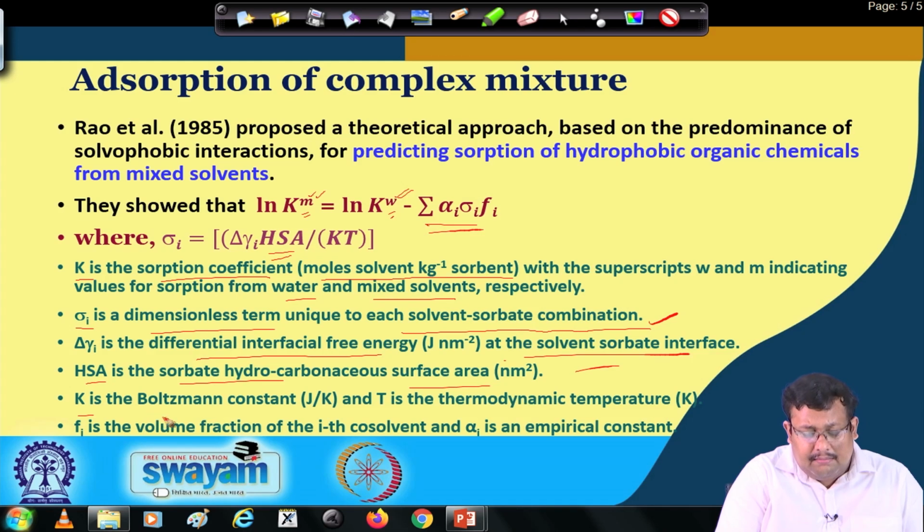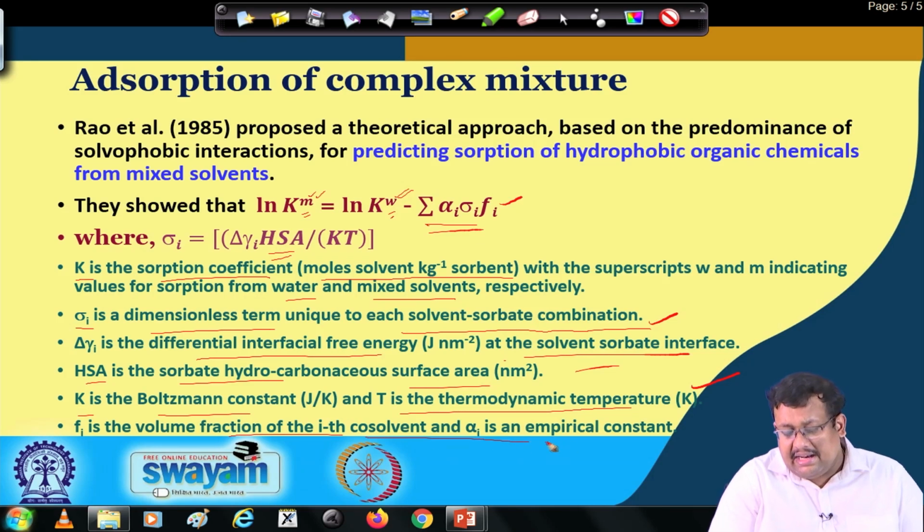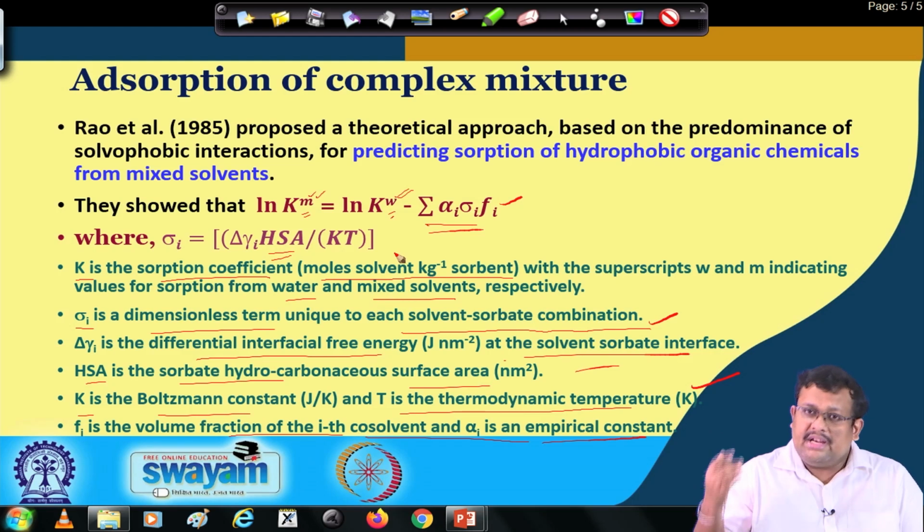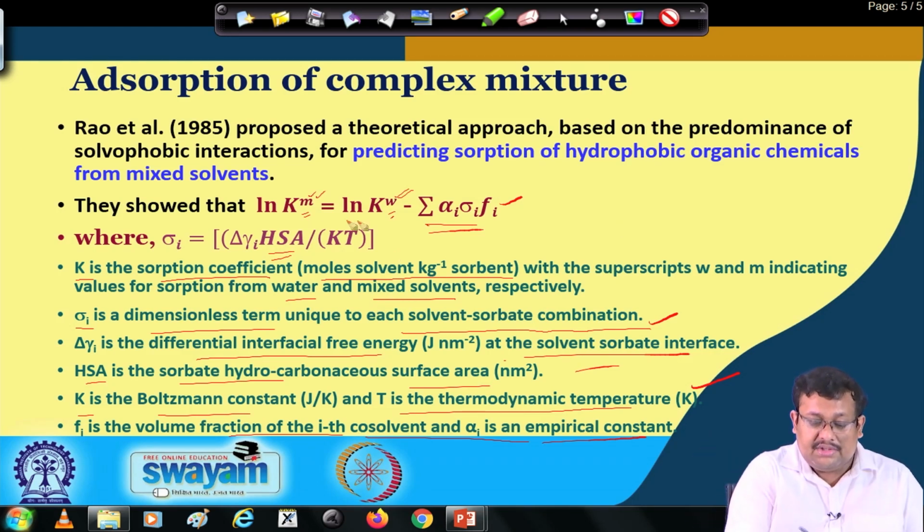Also, k is the Boltzmann constant in joules per Kelvin, and T is the thermodynamic temperature in Kelvin. f_i is the volume fraction of the ith co-solvent, and alpha_i is the empirical constant. So, this is how we define each of the terms, and remember, sorption of organic molecules or organic chemicals from a complex mixture to the soil surface generally follows this mathematical equation.